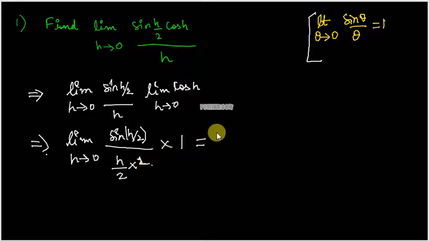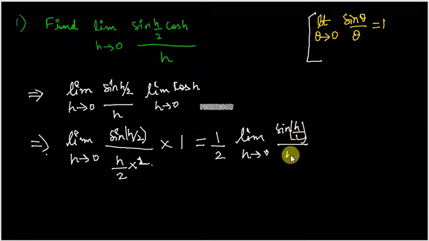This 1 by 2 will go out. You get 1 by 2 limit h tending to 0 for sine h by 2 upon h by 2, and that is 1. So now we have created this form, and this is equal to 1 by 2 times 1. So 1 by 2 is your final answer.